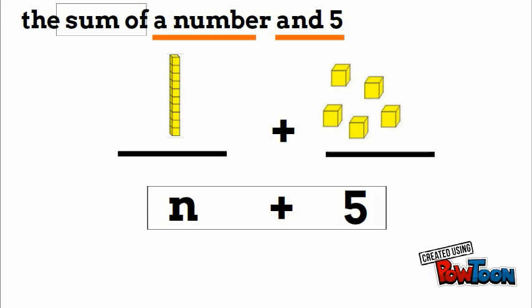And what makes that an algebraic expression is that it uses a letter to represent some unknown number and then symbols and numbers rather than words. So we were given the sum of a number and 5 and we translated that into another language, in this case algebra, as n plus 5. Alright, let's look at another example.